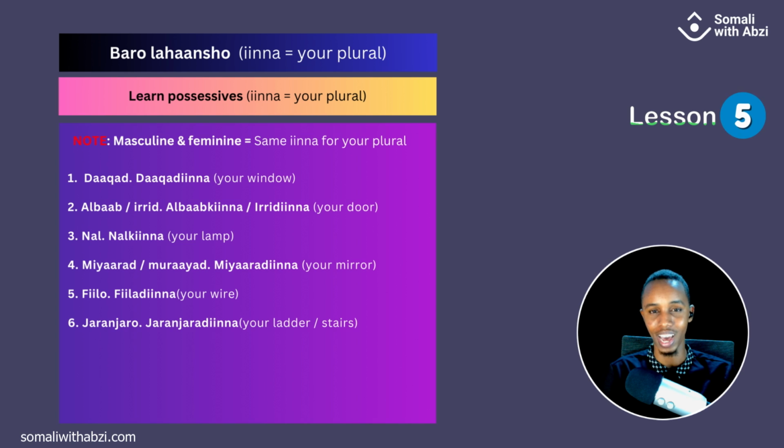For example, daqada. That a you drop and you change to ina, daqadina. Albabka, drop the a, albabkina. Nalka, drop the a, nalkina. Miyarada, drop the a, miyaradina. Filo, filada, then drop the a, filadina. Then jaranjaro, jaranjarada, drop the a, jaranjaradina. So that's kind of easy. Daqadina, albabkina, nalkina, miyaradina, filadina, jaranjaradina.